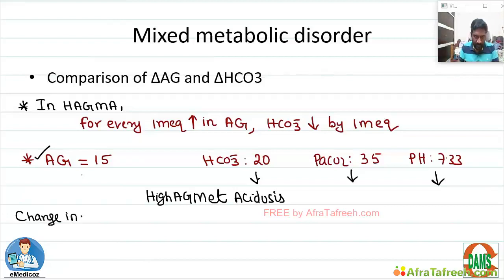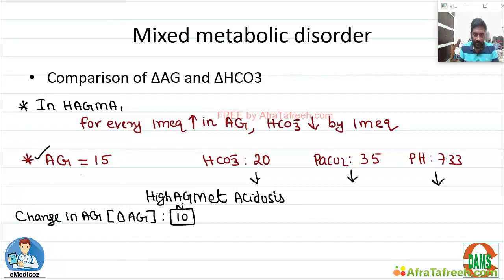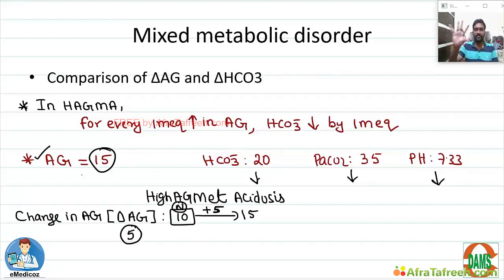How much has the anion gap changed in the question? Change in anion gap is also written as delta anion gap. How much is normal anion gap? It is 10. How much is given in the question? 15. So here in the given question, anion gap has increased by 5. So change in anion gap is 5. Then you should compare change in bicarbonate.